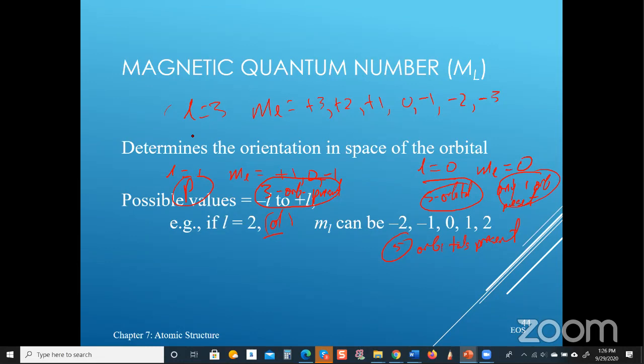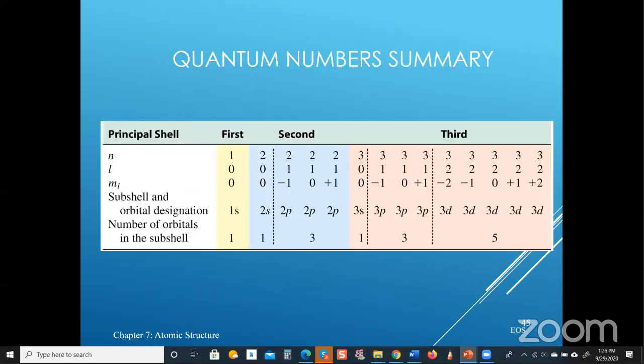So what this tells us is that for L equals 3, which represents an f orbital, they appear in sets of 7, all right? Okay, so that's basically how we get the magnetic quantum number from the L values. So to summarize, this is the result for the different quantum numbers and what they represent.